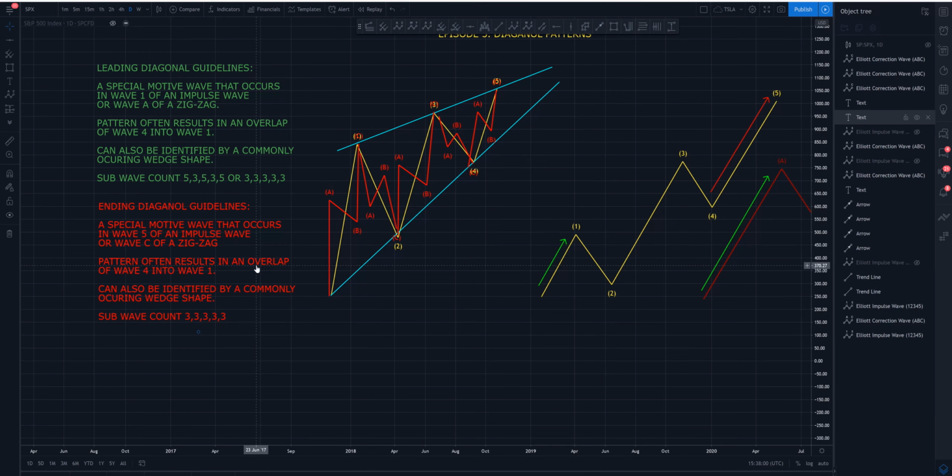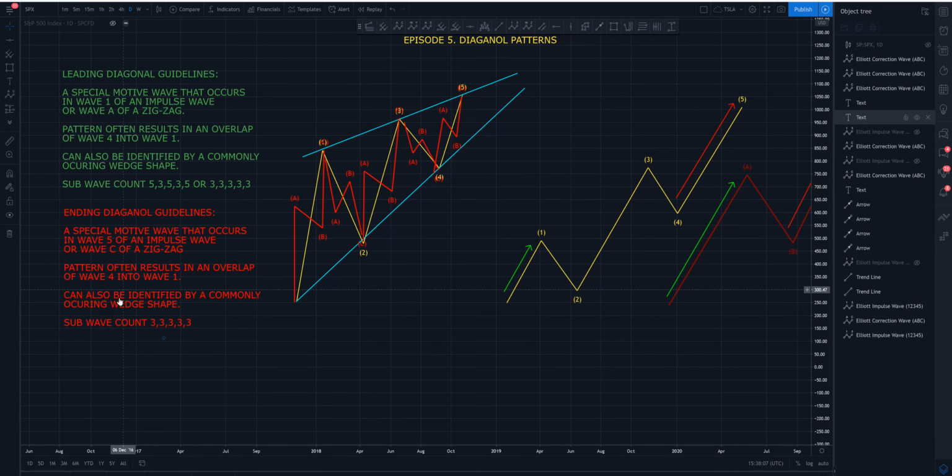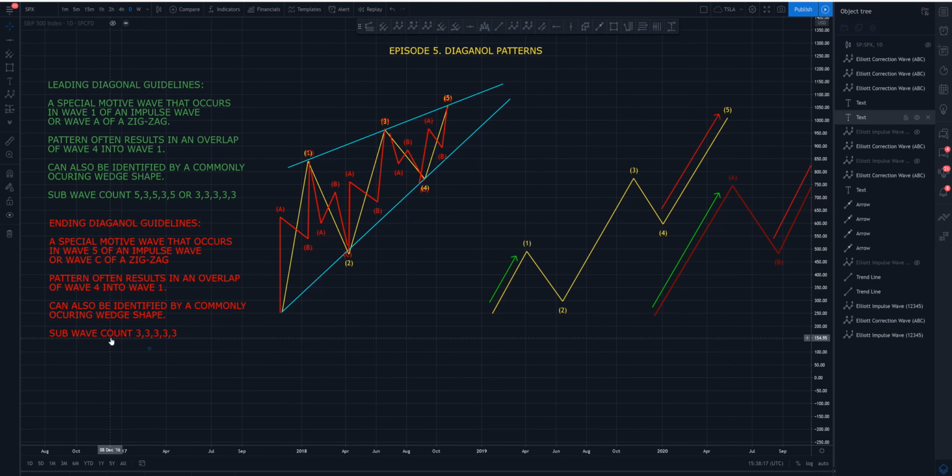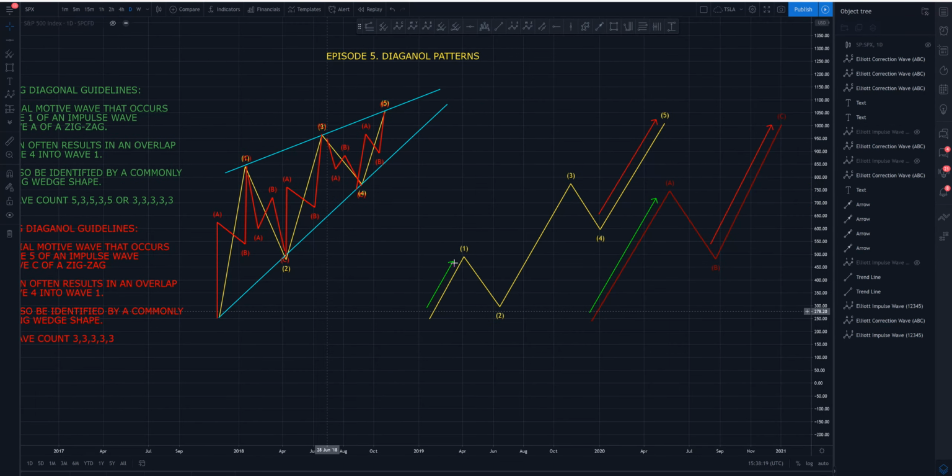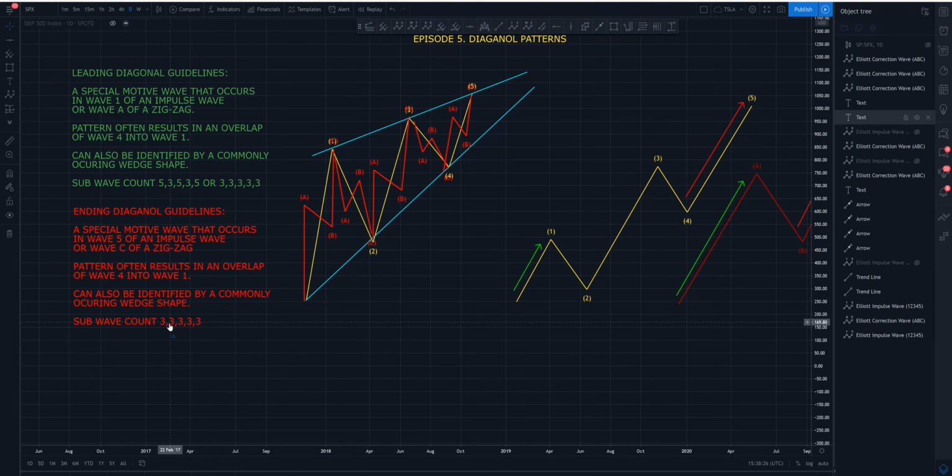The pattern often results in an overlap of wave 1 into wave 4. We've already discussed that. It's the same as the leading diagonal. It can also be identified by a commonly occurring wedge shape. We've also discussed this. However, the biggest significant difference between the two is that the subwave count of an ending diagonal occurring in the terminal leg 5 of the impulse or the terminal wave C of the zigzag will always subdivide as 3, 3, 3, 3, 3 and not 5, 3, 5, 3, 5.